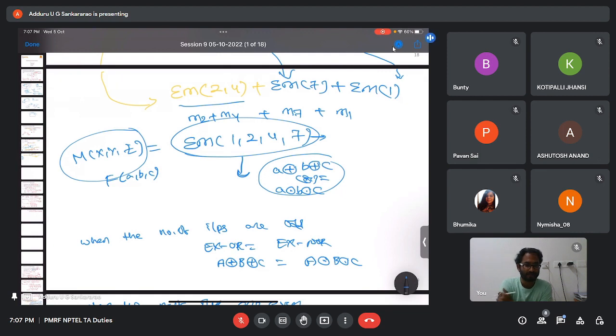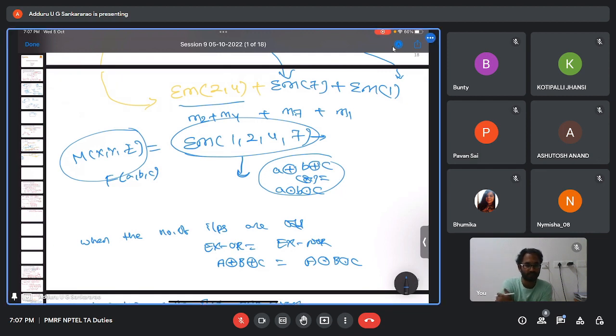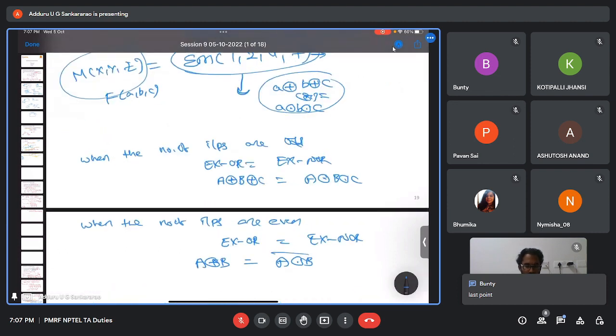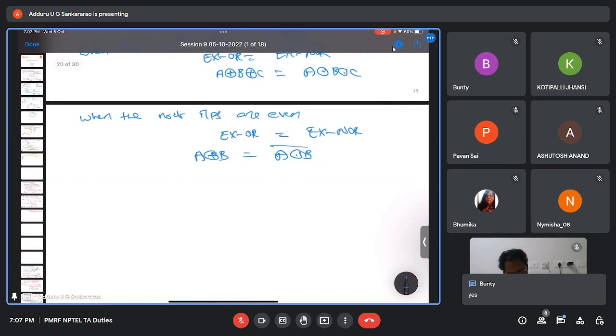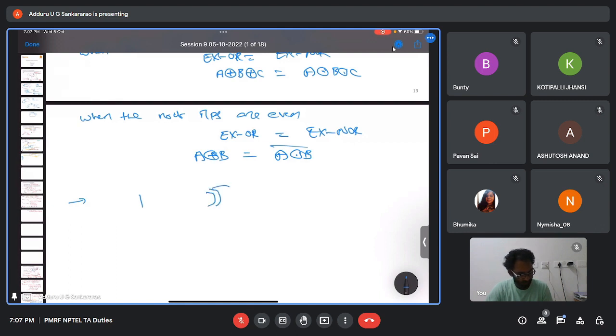For others, do you have any doubts from this? Last point. Which one? This one? When the number of inputs are odd, this one, right? Yeah. Now, let us say the number of inputs are even. I'm taking an XOR gate with even inputs. So, what is the output?